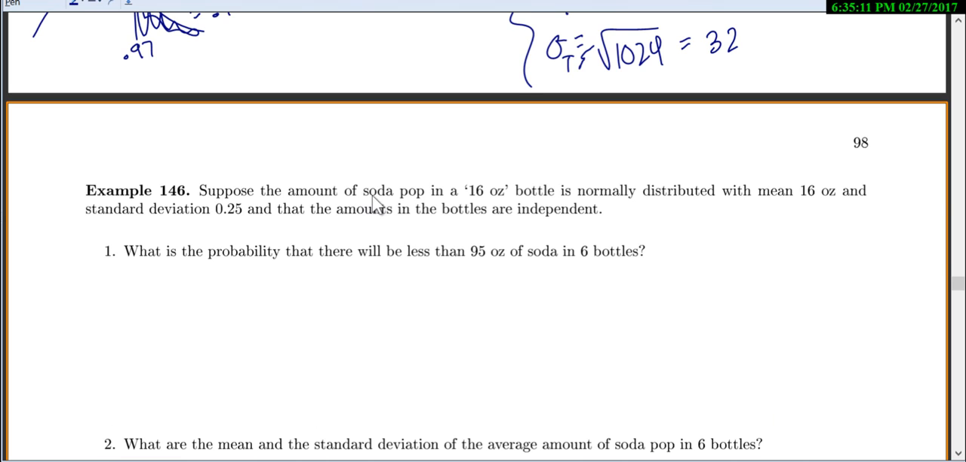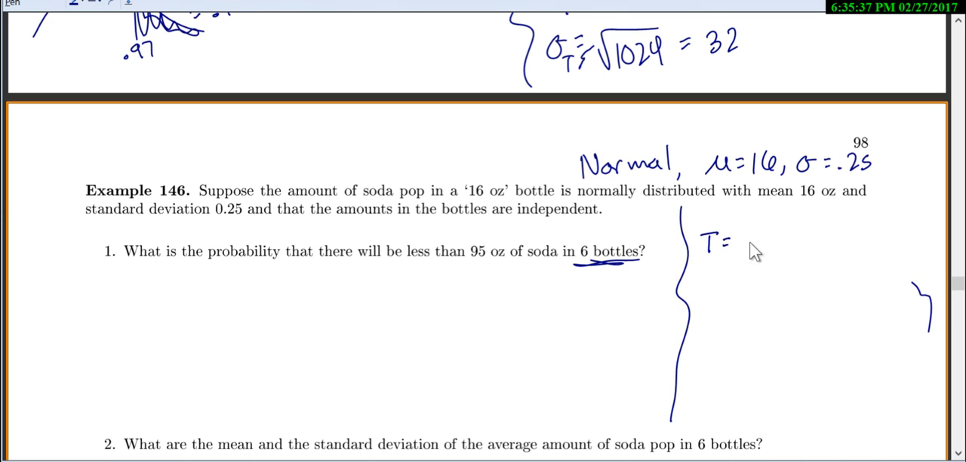Let's look at our next one. Let's suppose that the amount of soda pop in a 16-ounce bottle is normally distributed. So normal, with a mean of 16 and a standard deviation of 0.25. The amounts in the bottles are independent. Let's see, what's the probability that there will be less than 95 ounces in 6 bottles? So 6 bottles, that sounds like a total to me.